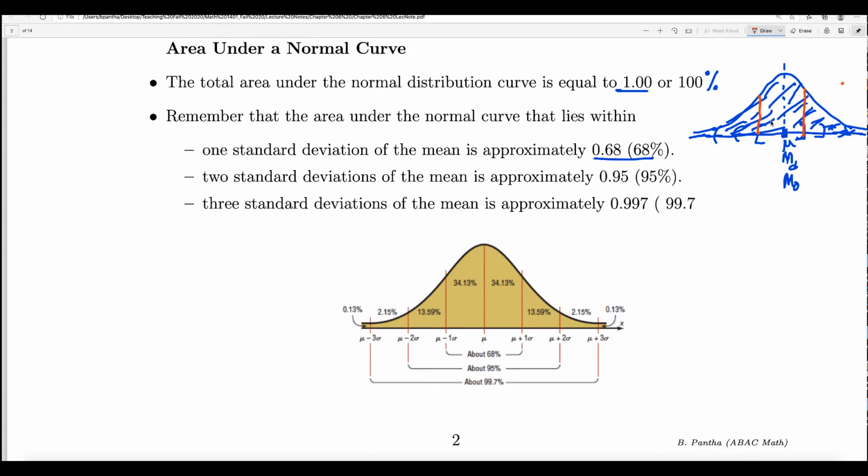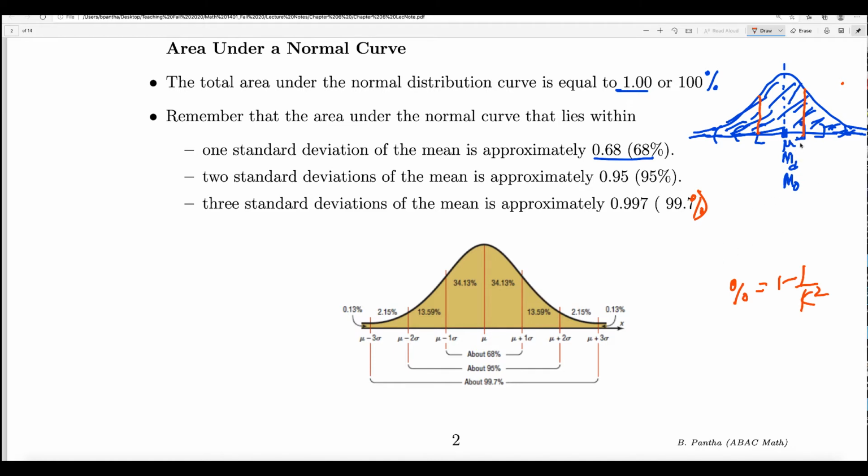Do you remember Chebyshev's theorem, Chebyshev's inequality? It says that we had the formula like the percentage equals 1 minus 1 over k squared, right, where k is the number of standard deviations from the mean. But in the case of the normal distribution, more area lies within 1, 2, and 3 standard deviations from the mean, meaning that about 68% of the area lies within 1 standard deviation from the mean.